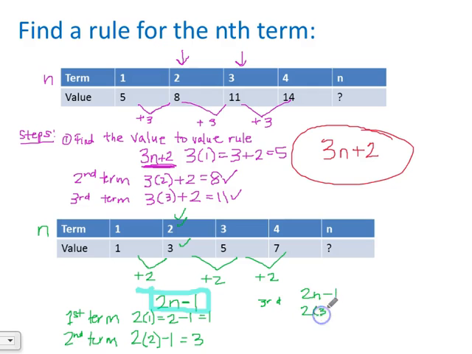We're working on our third term, so I plug in 3 for n. 6 minus 1 equals 5. So that worked. That is the correct rule. You're going to get to do that this week as you work through Unit 1, Session 7.